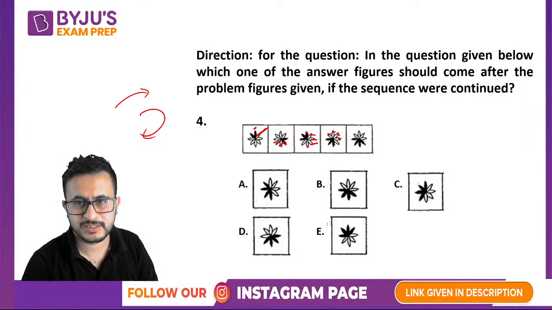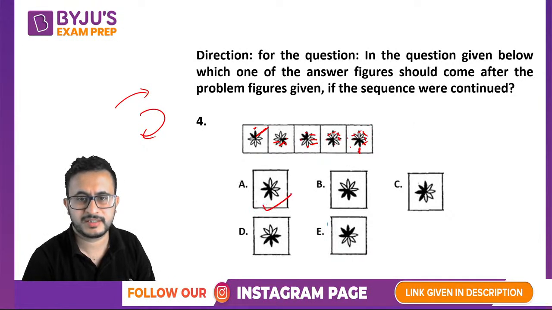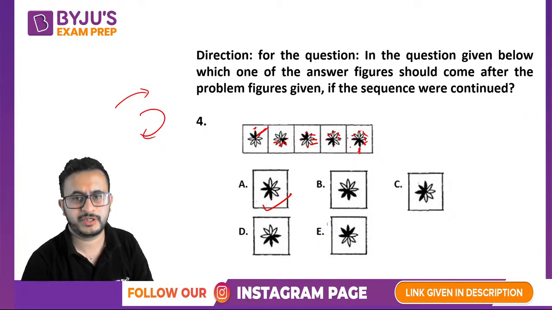Okay, this is the last one. We have to skip 5. 1, 2, 3, 4, 5. So we have to start the shading from this point. Okay, this point 1, 2, 3, 4. So basically the answer is option A. So you have to go in clockwise direction and continue the shading to 4 portions.